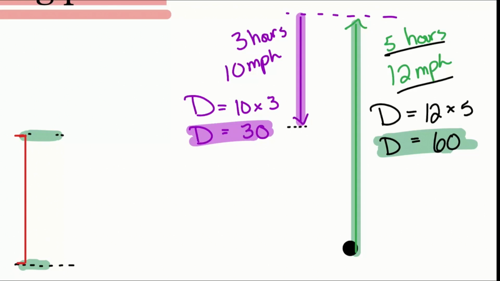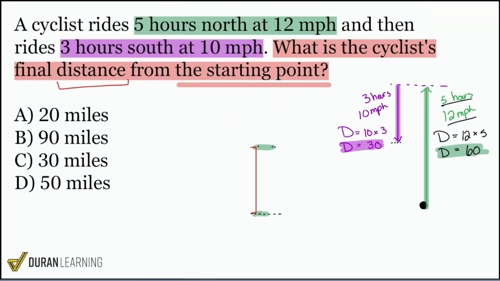That's arithmetically correct. But when it comes to the question, look at the question. Everybody, does the question ask us what the cyclist's total distance is? Is that what we're asked to do? Not quite. No, no, no. This does not say find the total distance. This says, what is the cyclist's final distance from the starting point? If we were doing total distance, we would take this and add it with this. That's not what we want.